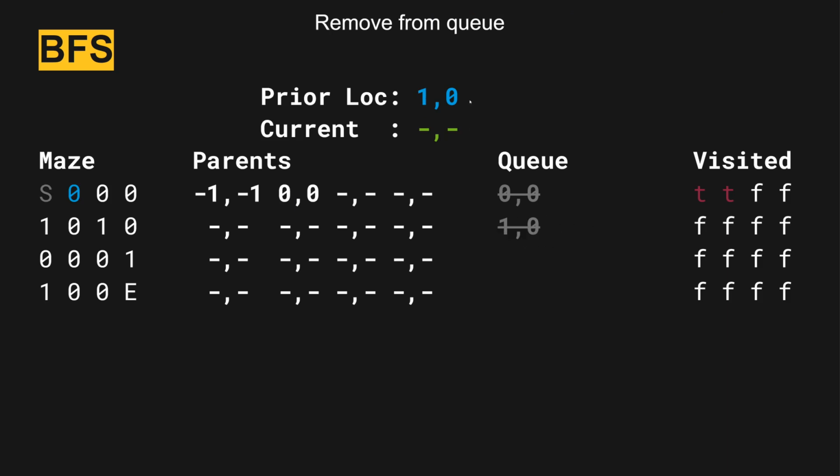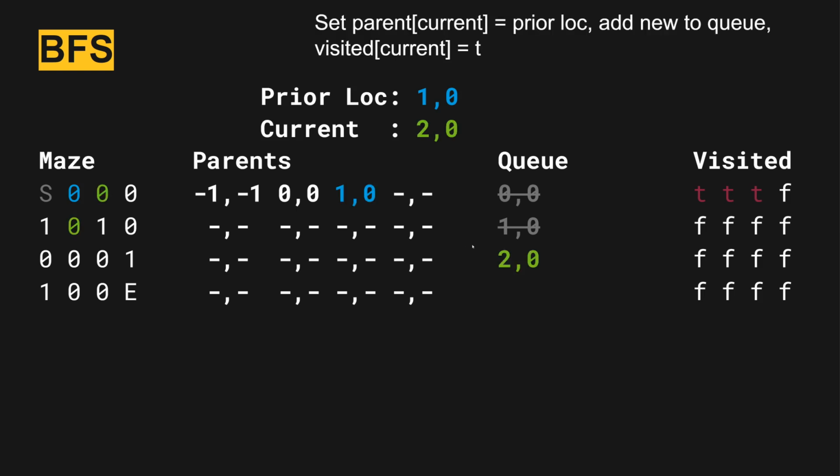Next, we pop 1, 0 from the queue, which means it goes into the prior location. From this prior location, we will be able to search two different directions. The first one to the west is 2, 0. So 2, 0 is our currently explored location, and at 2, 0, we mark where we came from. We add it to the queue and we set visited as true for that location. Next, we explore 1, 1, which is south. To get to 1, 1, the prior location is still 1, 0. We add 1, 1 to the queue and we set true at 1, 1 for visited.